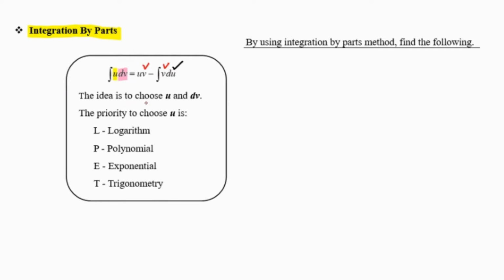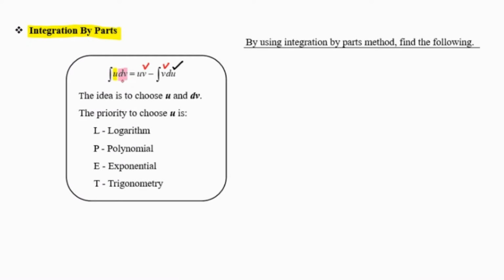The idea is to choose u and dv from our question, and the priority to choose u follows this sequence, which is LIATE. First, we will choose u as a logarithm. This is our first priority, followed by polynomial functions, followed by exponential functions, and lastly trigonometric functions. Once u is chosen, the rest of the question will become dv.